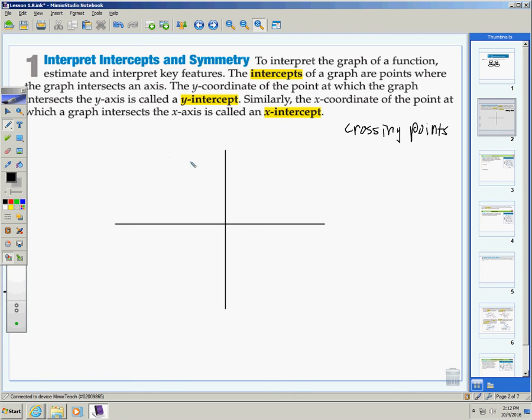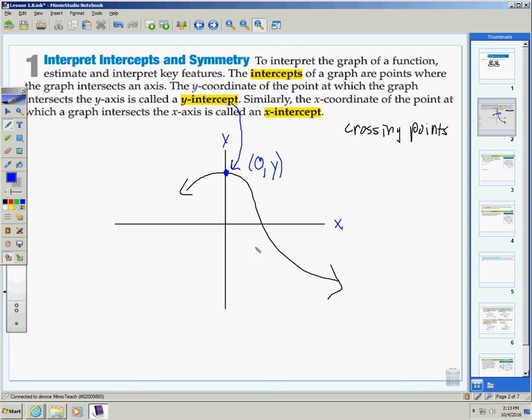So if I were to just draw in this graph right here, I could identify, first of all, my axes, my x-axis, my y-axis. This point right here would be my y-intercept, because this is where the graph crosses the y-axis. And whenever you have a y-intercept, the x value is always 0, and then you have whatever your y value is. So it's always going to be 0, some y value.